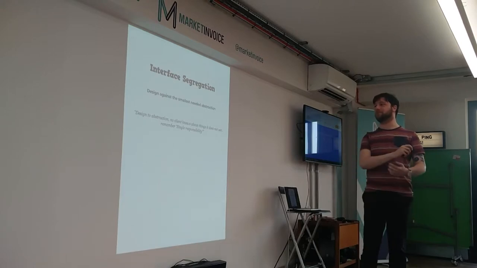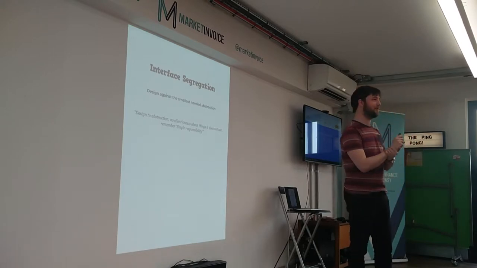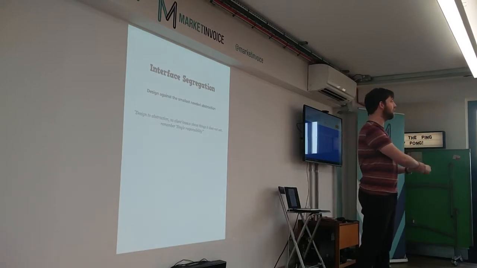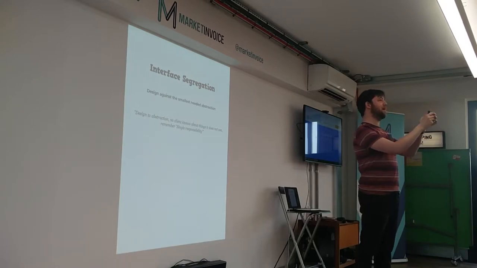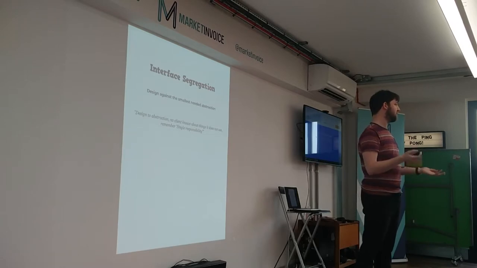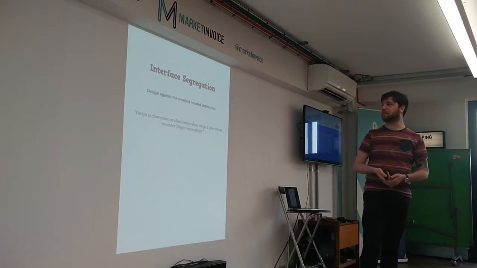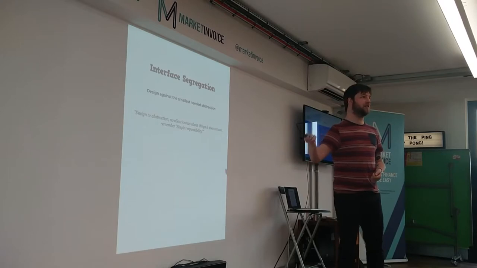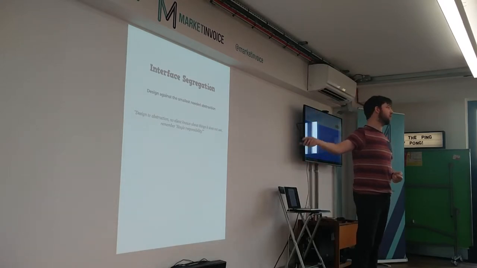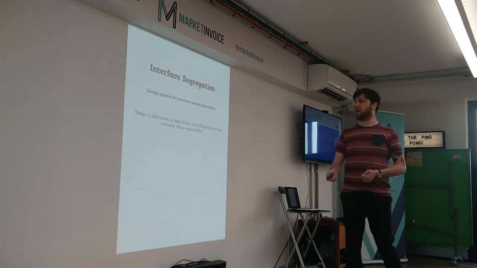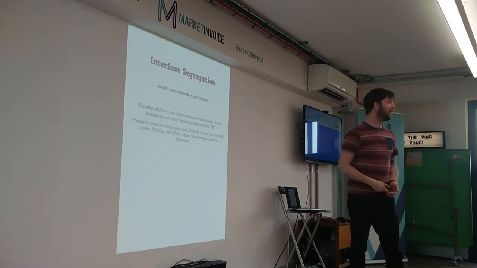Next, interface segregation. Design against the smallest needed abstraction. So any client of a piece of code should only care about the smallest surface area of a piece of code that it relies on, which I guess sort of makes sense. So you're designing to abstraction, and you're designing to the minimal abstraction that is required by the client. I also think this is stupid.